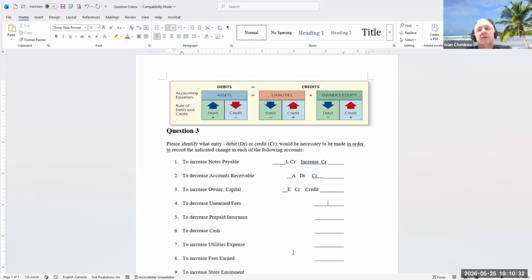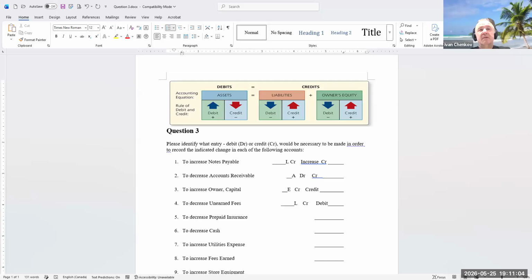Now unearned fees. What kind of account is unearned fees? It's a liability account. Why? Because we get the money, but now we owe the person who paid us, we owe him services or we owe him the money back, because we haven't done anything yet. So for that reason, it's a liability. Normal balance for the liability is credit. So if I want to decrease this account, I have to debit. Yes.